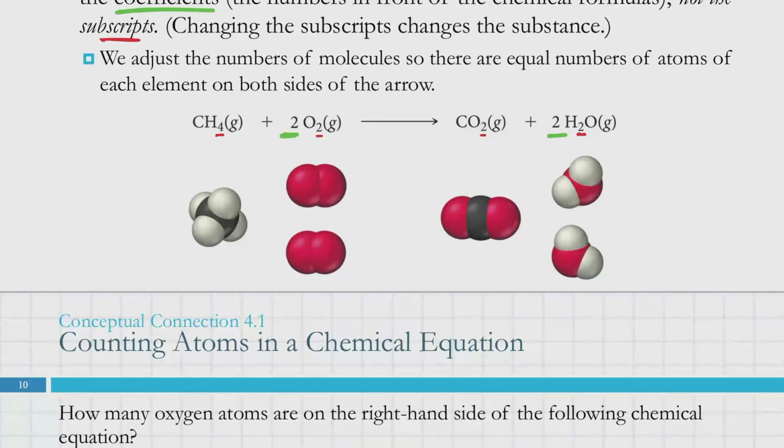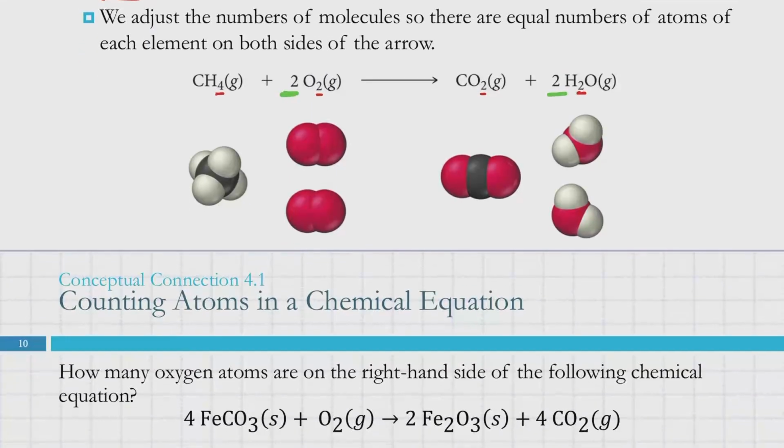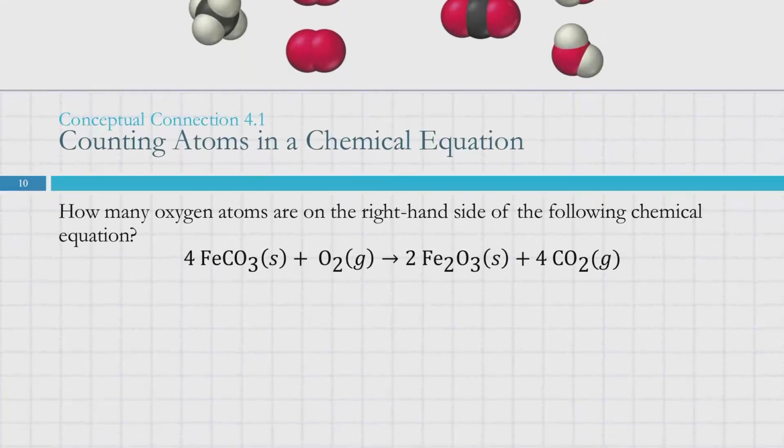So we're adjusting the number in front. We're not changing the subscript numbers because that would be changing the chemicals, and that would be changing the chemical reaction or the chemical equation in a bad way.